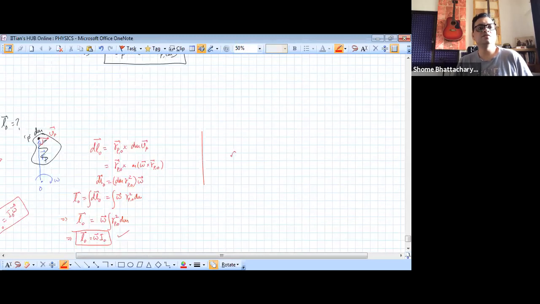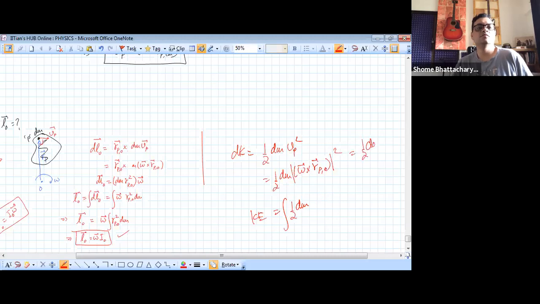You can see the kinetic energy of that particle is half dm into v_P square. So that is half dm into omega cross r of P with respect to that point. So kinetic energy, you integrate this thing. So you get that. Now this has a magnitude of this one, because they are perpendicular vectors.